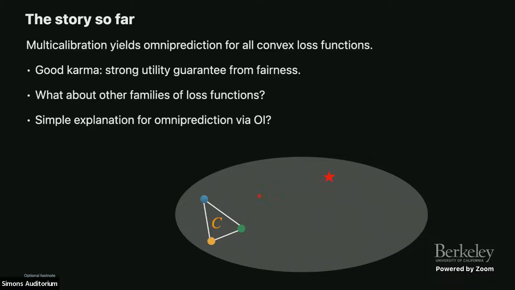And the other thing is, it's quite natural to wonder whether this is indeed the right proof. Could there be a simpler explanation of this omniprediction phenomenon through the lens of outcome indistinguishability, as Michael presented this morning? The story that this predictor is indistinguishable from P star, and P star is an omnipredictor, so this is an omnipredictor. It's a very appealing story, right? So could this be the real explanation for what's going on?